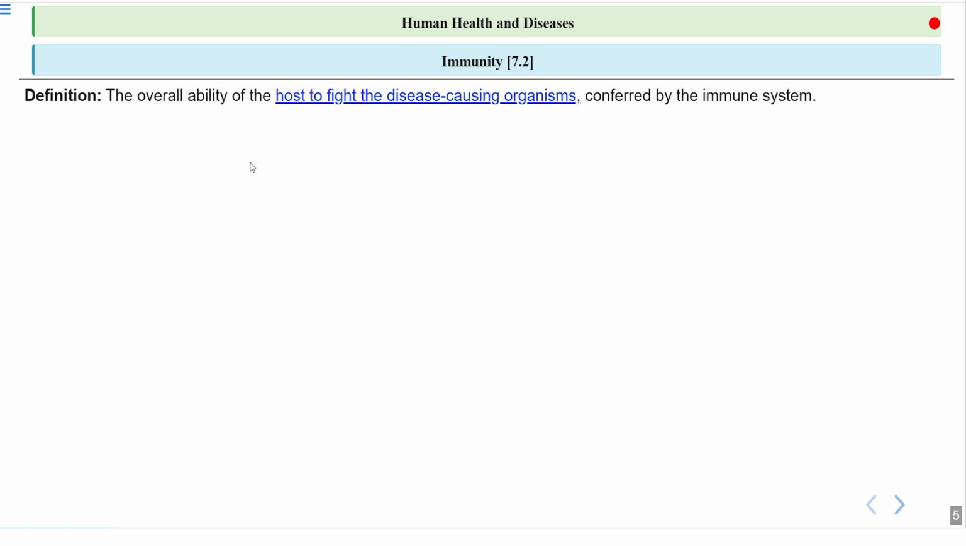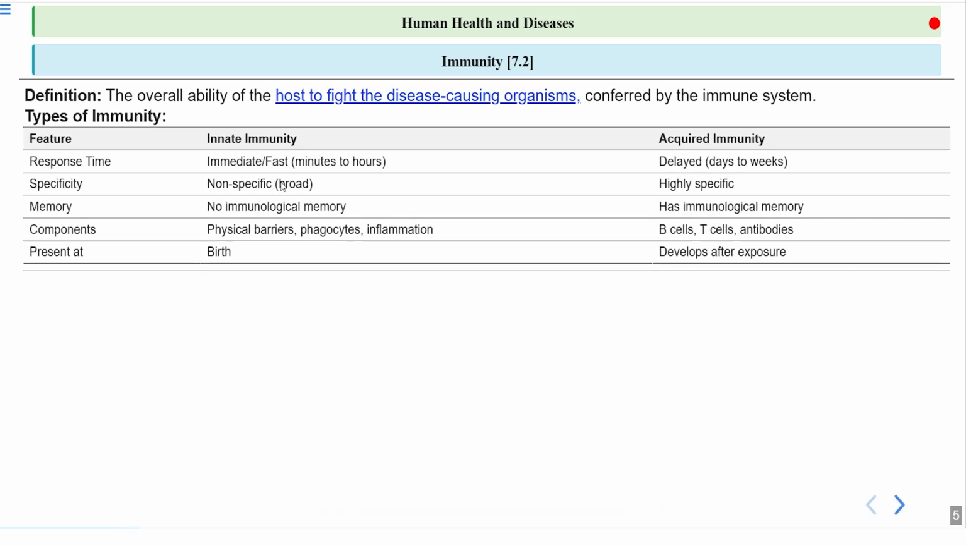Let's talk about the definition of the immune system or immunity. Let's understand what immunity means in the context of human health and diseases. Immunity is the overall ability of our body, or the host, to fight off disease-causing organisms, which are known as pathogens. Now, what are the types of immunity? There are two types of immunity, innate and acquired immunity.